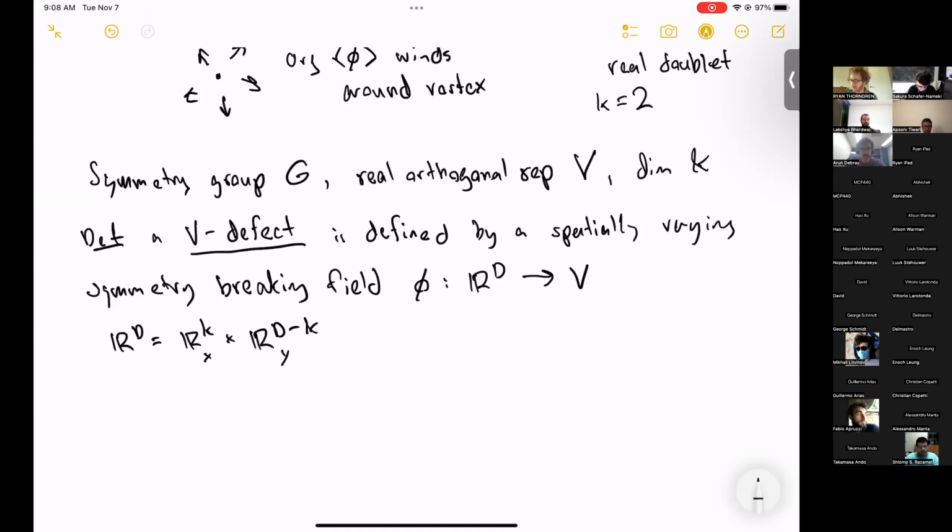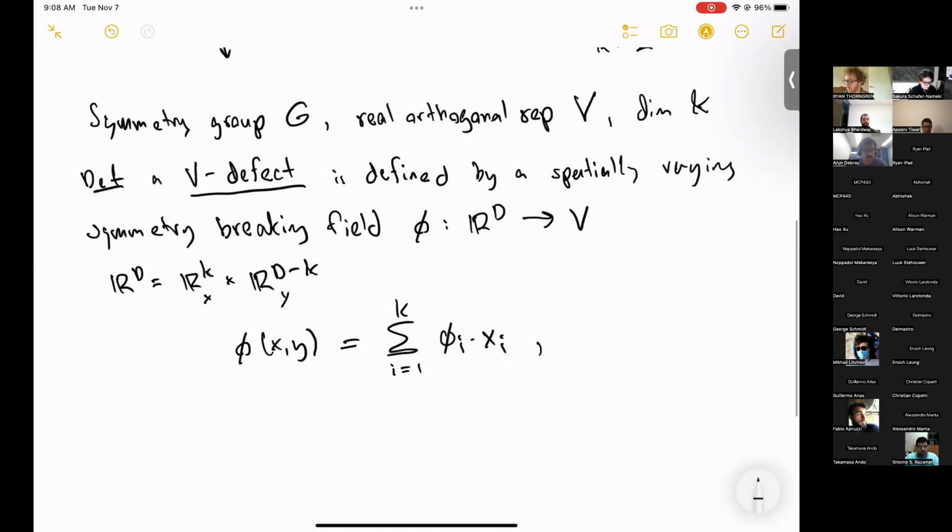And I'm going to define phi of x and y. It'll actually only depend on x. So it'll be the sum, i equals 1 to k, of phi_i times x_i, where phi_i is a basis of V. So I'll give you an example in a second.